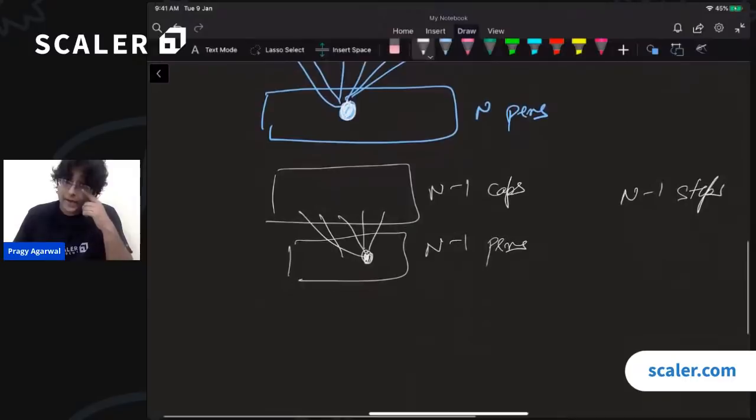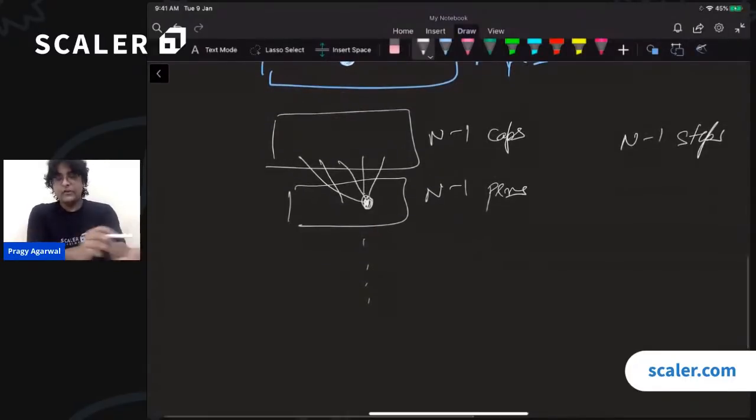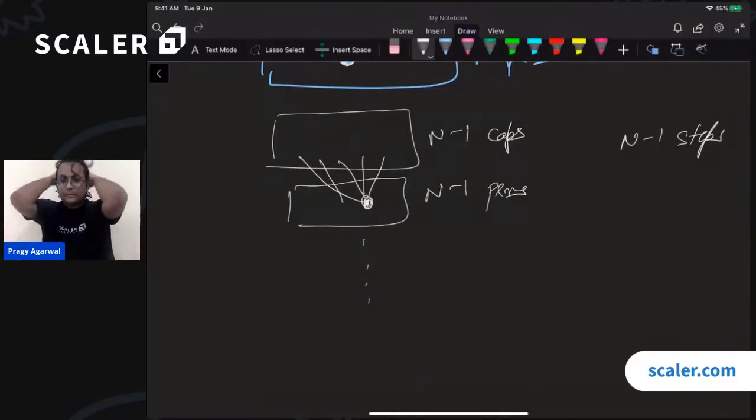Okay. So if we continue this way, we pick a pen, we try it with the remaining caps, and we set it aside. Then we pick another pen, we try with the remaining caps, we set it aside. Then how many steps are we taking in total?